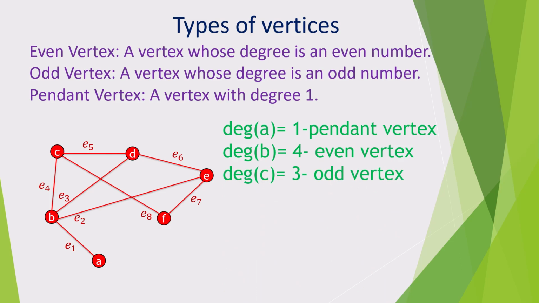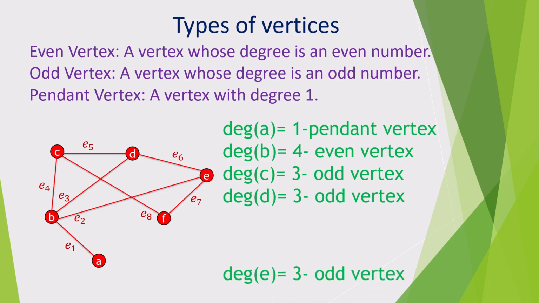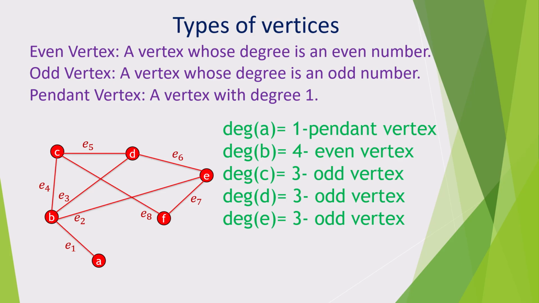Degree of C is 3. 3 is an odd number. So C is an odd vertex. Degree of D is equal to 3, which is also an odd number. So D is also an odd vertex. For E, the degree is 3. Similar to C and D, E is also an odd vertex. And F, the degree of F is 2. 2 is an even number. So F is an even vertex.